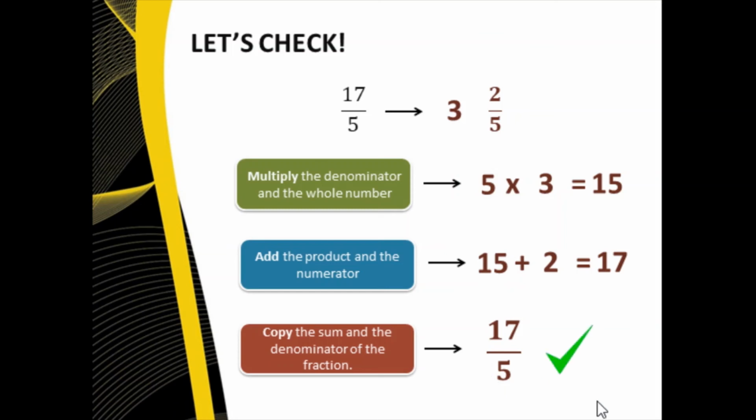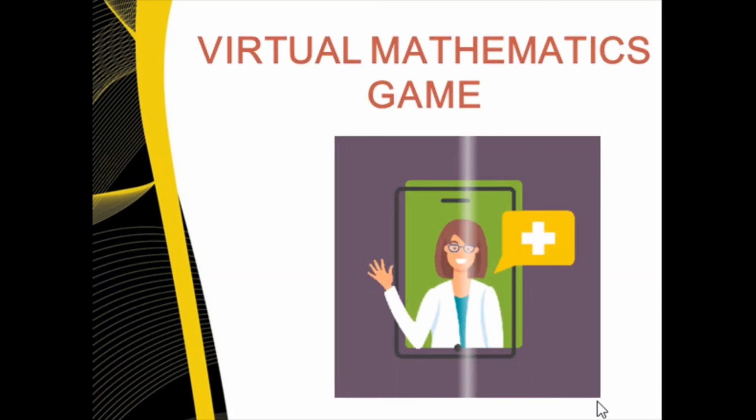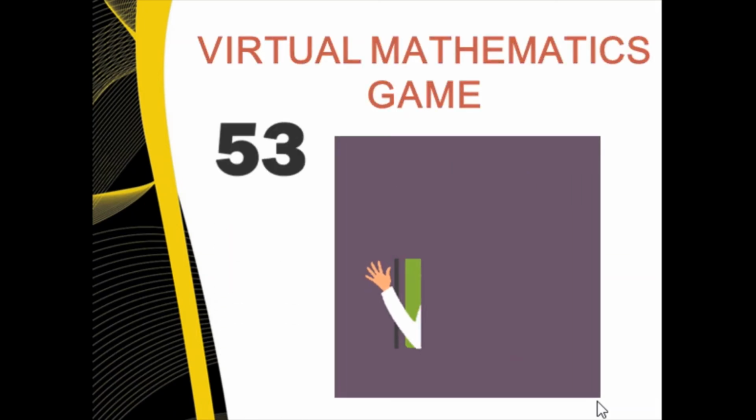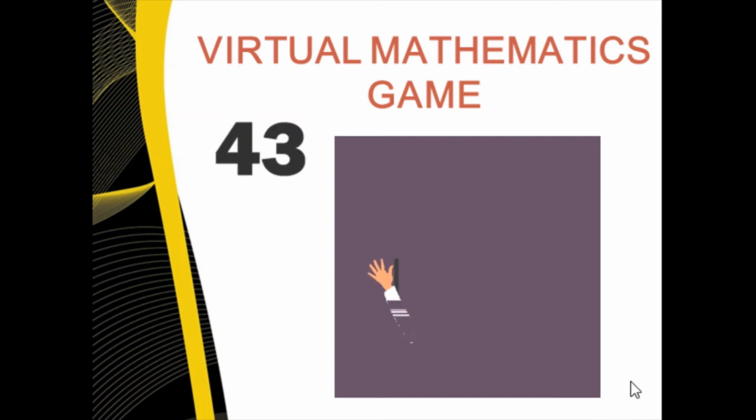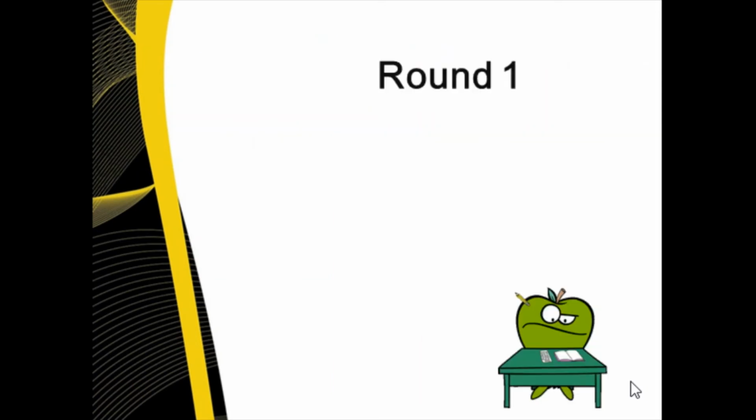This time, let's have a virtual mathematics game. I will give you 60 seconds to answer each round. We have 4 rounds to answer. Okay? 60 seconds to give you the answer. Let's start. Round 1. 3/4 times 2/5 equals. 3/4 times 2/5 is equal to, time starts now.